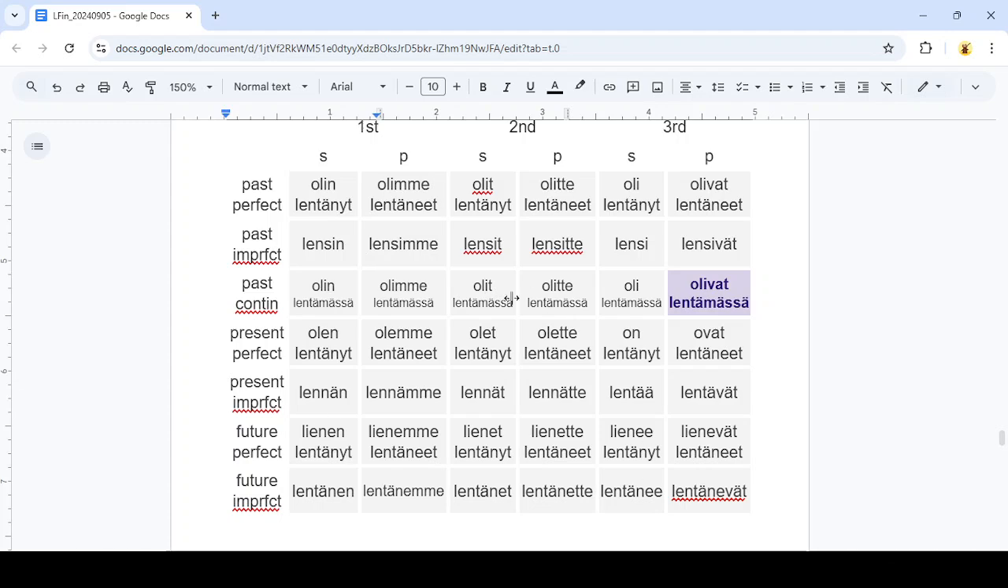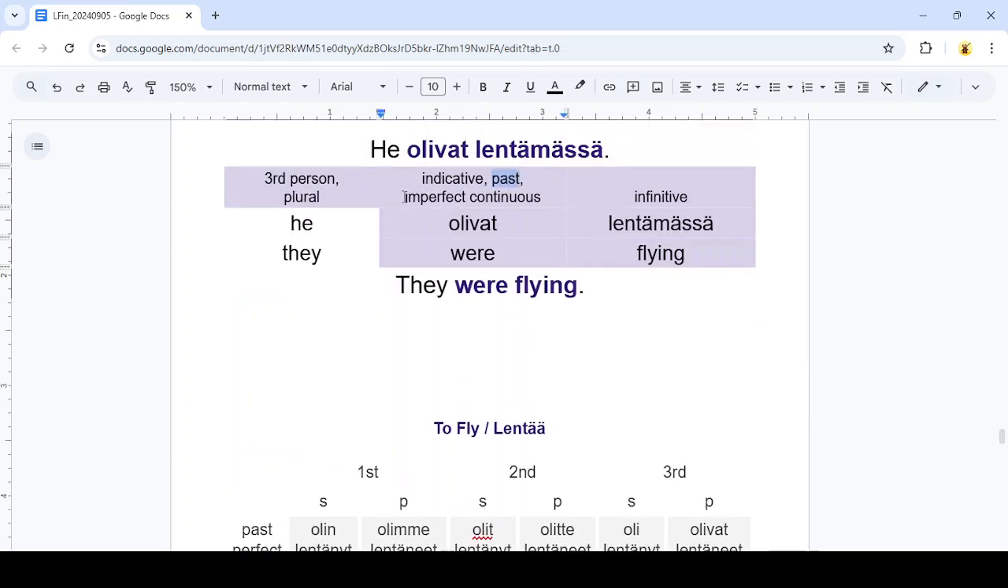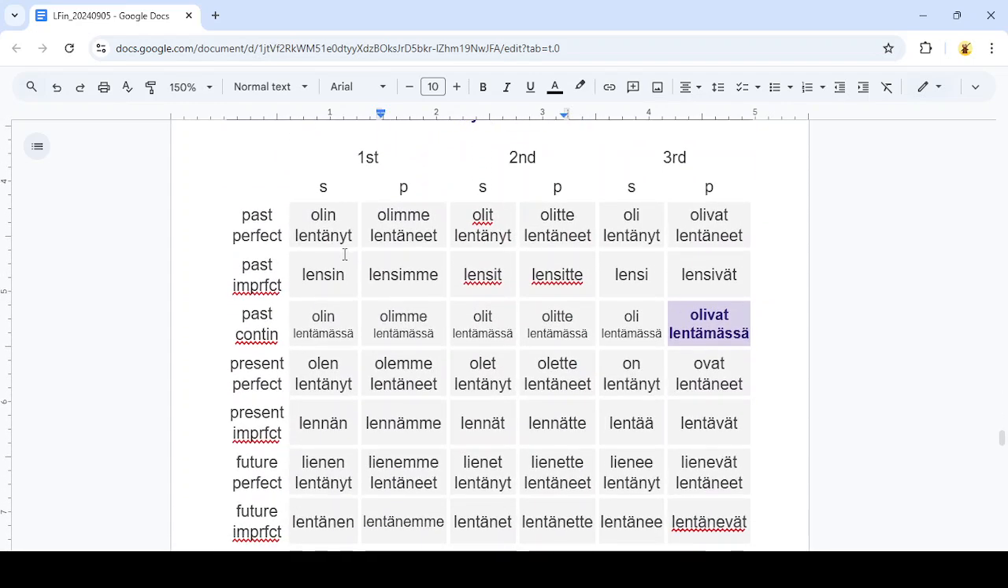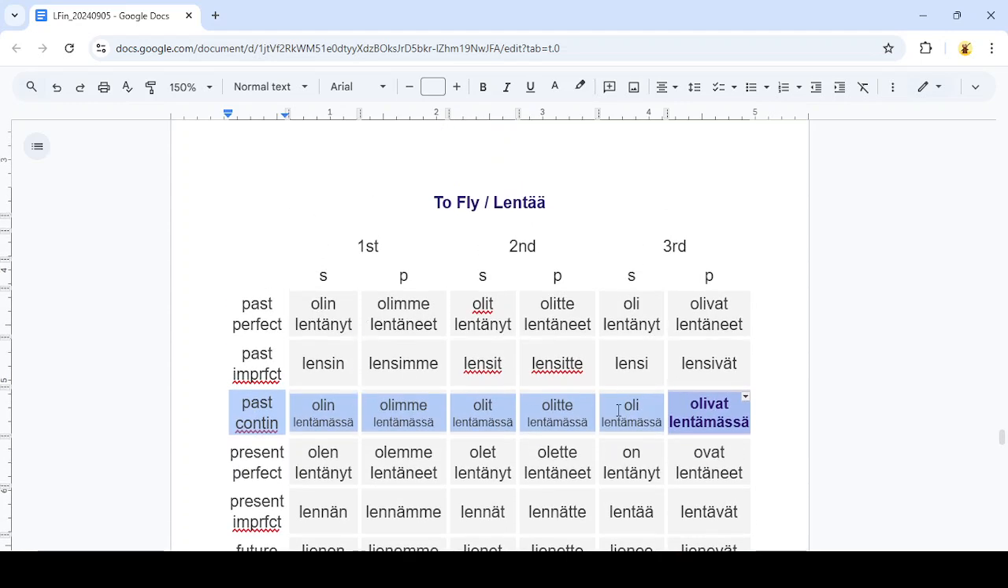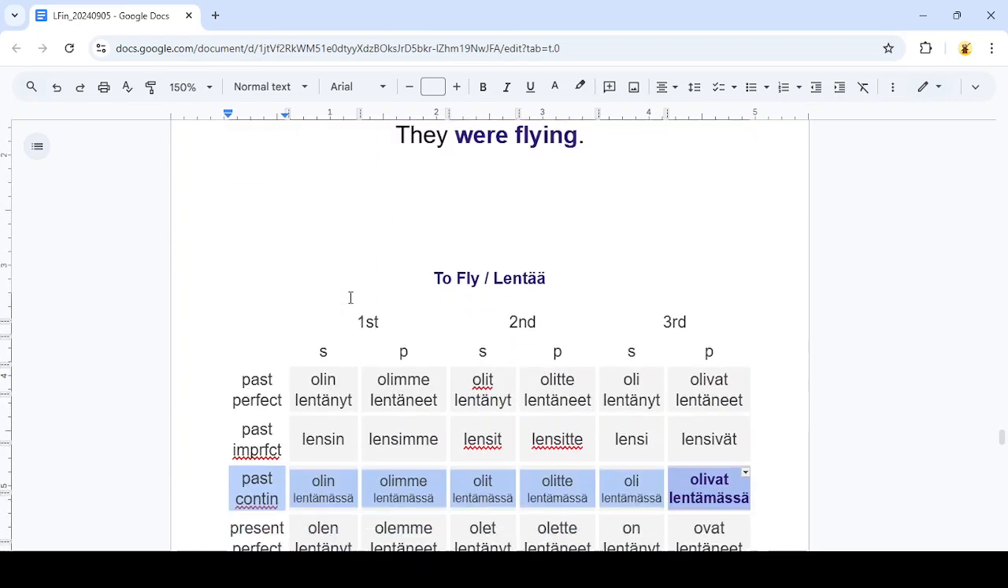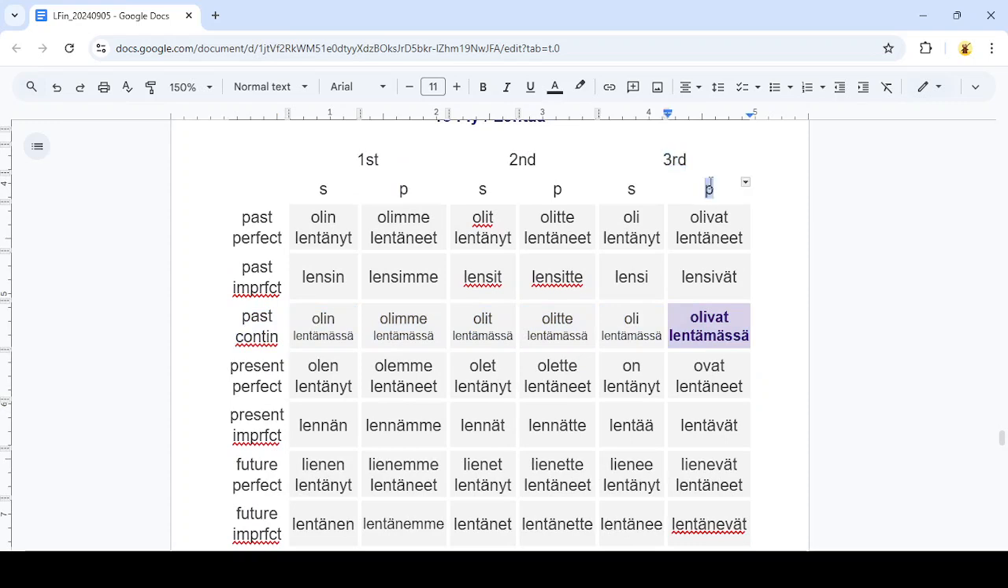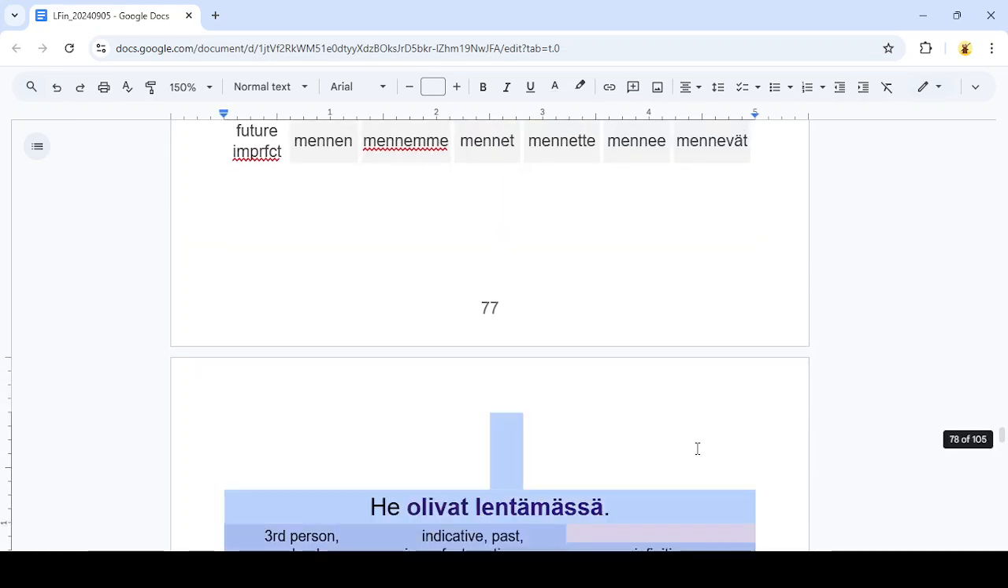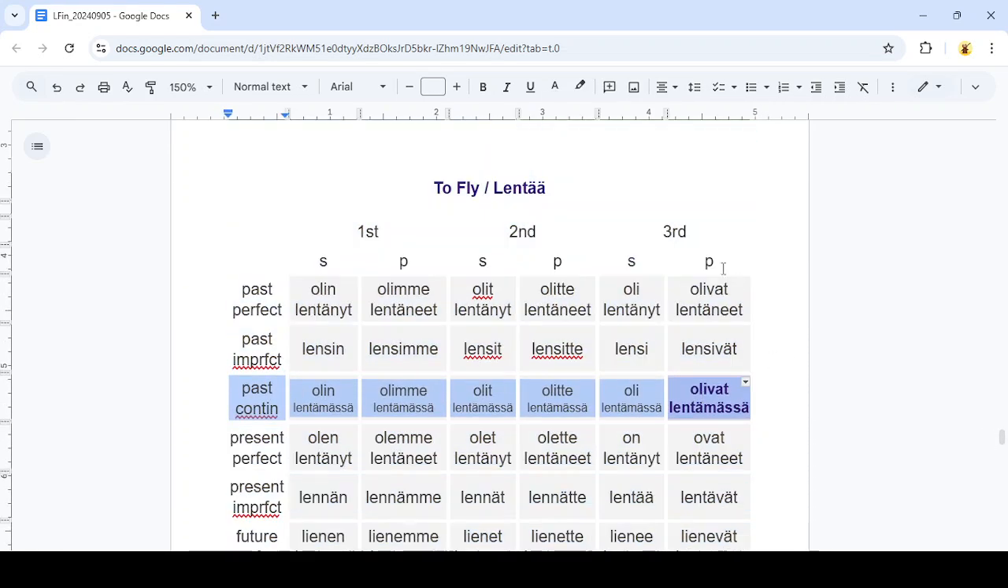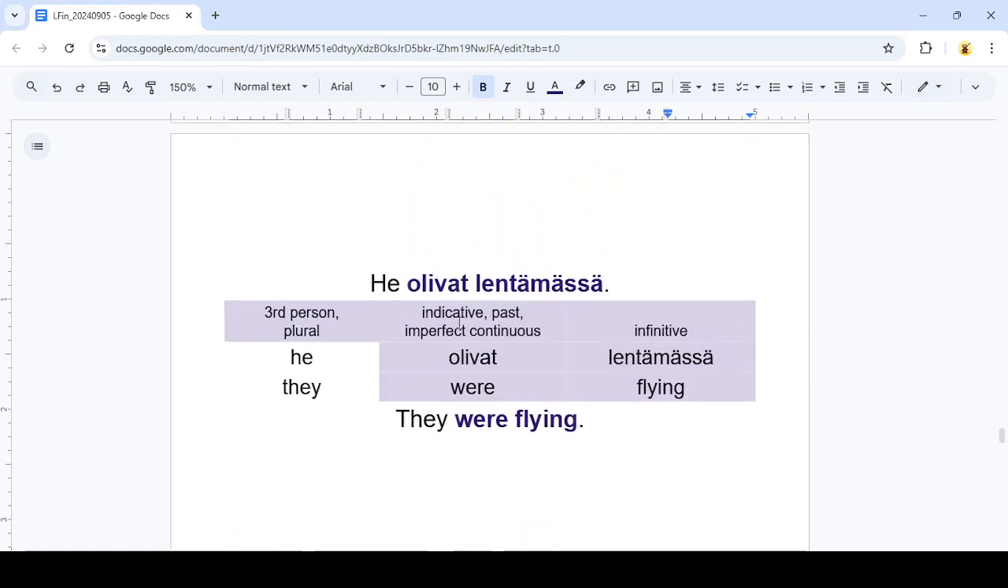So all the spellings here are indicative. So let's look at spellings for past imperfect continuous. So here we have past perfect, we have past imperfect, and then we have here past continuous, which is what we're interested in for this sentence. So we're looking at spellings in this row. And then for our subject, we've got third person plural. So we're going to go over to the third person plural column of spellings, and that's going to be all the spellings over here. So the intersection of this row and this column is the spelling Olivat Lentamassa. And that is the spelling that's used in the translation here in Finnish.